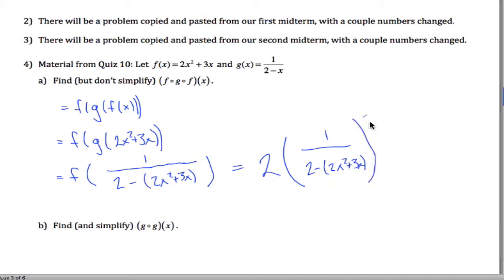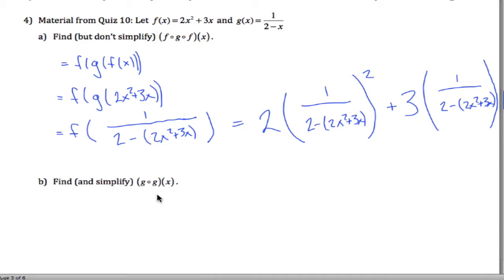X squared. And I'm not done. I have to add 3x. So instead of writing x, I write 2x squared plus 3x. Notice it says don't simplify. You don't have to work this all out. You don't have to do anything. Leave it just like this. It's fine. All I'm testing here is that you know how to compose functions together.